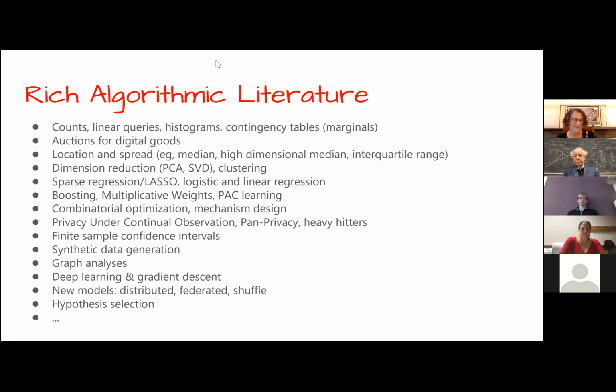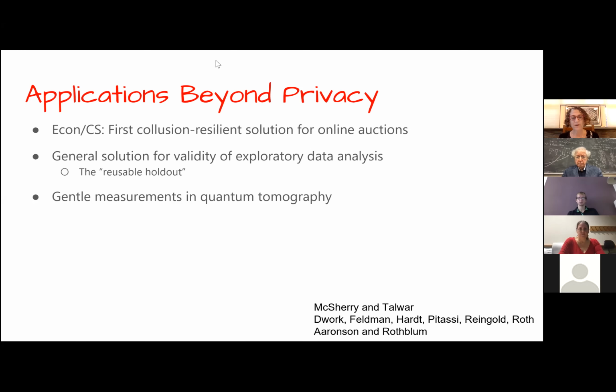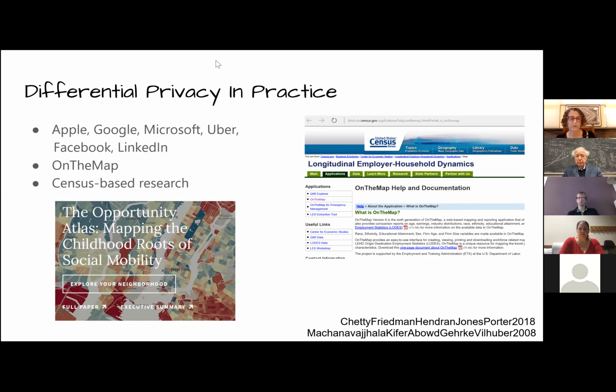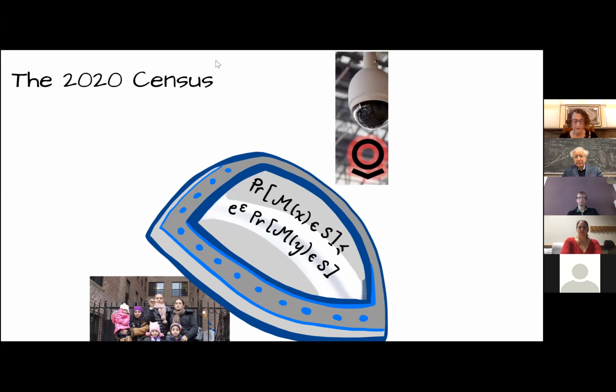Oh, I should just mention, there is a really rich algorithmic literature that deals with lots of different kinds of differentially private algorithms for lots and lots of different kinds of problems. A lot of work right now is on deep learning and various sorts of gradient descent. Also new models. You can ask me about that in the question section. And there are lots of applications beyond privacy, but I want to talk about the census. So skip this. Oh, and it's widely used in practice, lots of places. Great. So let's get to the census.